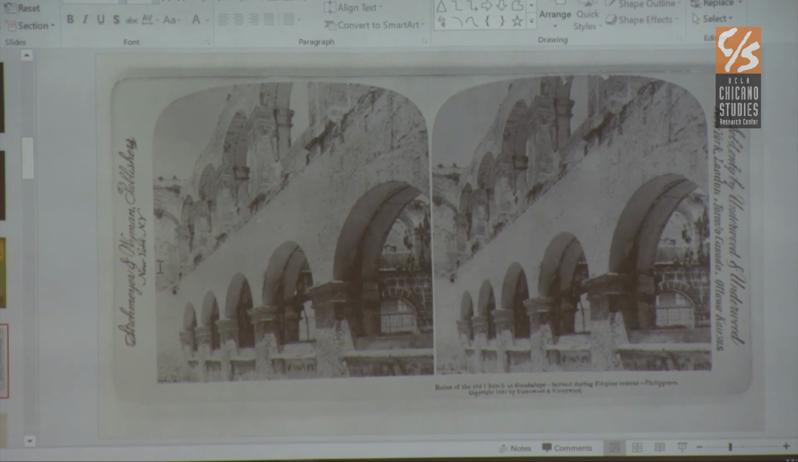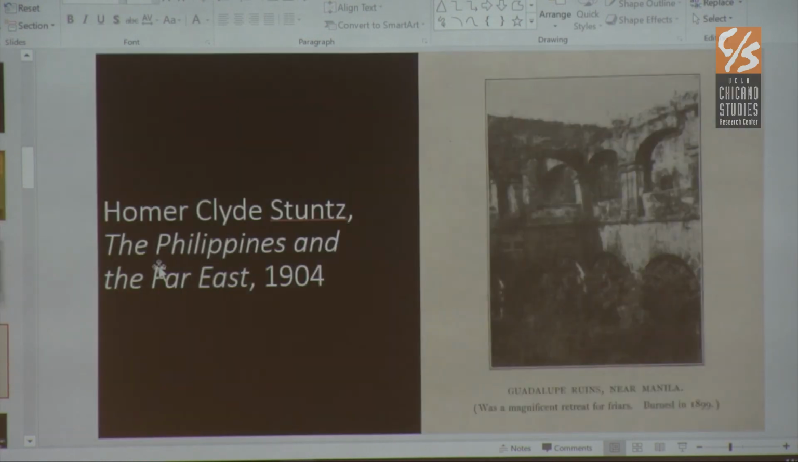Sorry, the next one relates not to a mission in California, but rather to the ruined 16th century Augustinian mission at Guadalupe, which is in present-day Makati. At the time, it would have been outside of the city of Manila, meaning during the Philippine-American War, outside the city but nearby. Here's another of the images I showed you with the helpful caption, "Guadalupe ruins near Manila was a magnificent retreat for friars burned in 1899," which gives us a bit of specificity on that.